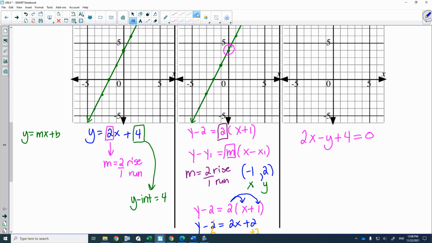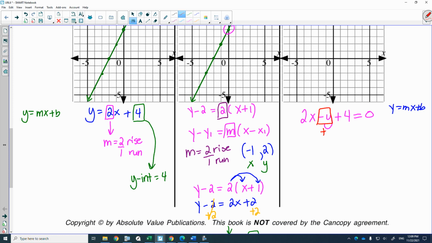You've got to get out of general, and you always go into this form, mx plus b. So you just tell yourself, I've got to isolate the y. That is where we box in the y, because y needs to be positive always, right? If you look at this equation, this y is positive. So you decide, does the y here stay or does it go? Serena, what do you think? It goes. Add y to both sides. It's negative. We need to get that to be positive. You would then have 2x plus 4 is equal to y.